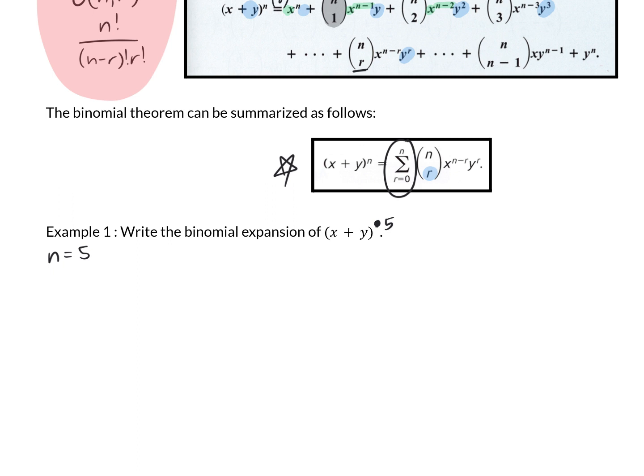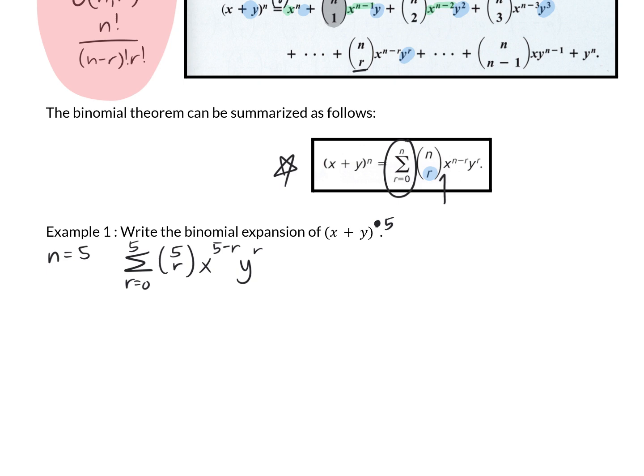So let's write this out. What is this going to look like? Well, in terms of the summation formula, I've got the summation from r equals 0 to 5 of 5 choose r, because that's going to change each time, times x to the n minus r, or 5 minus r in this case, times y to the r.